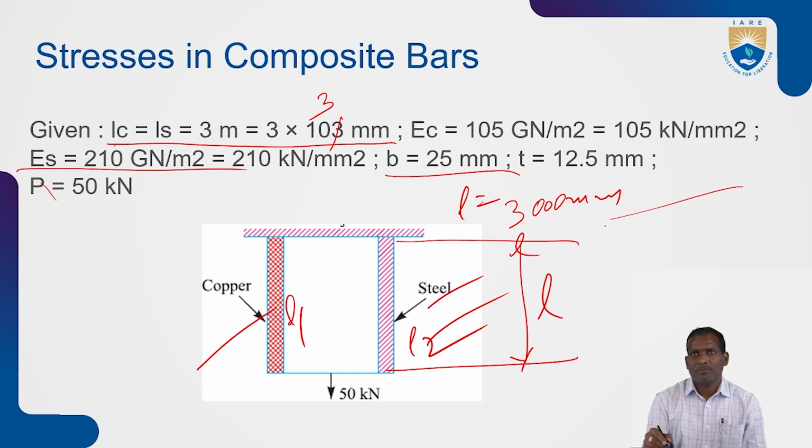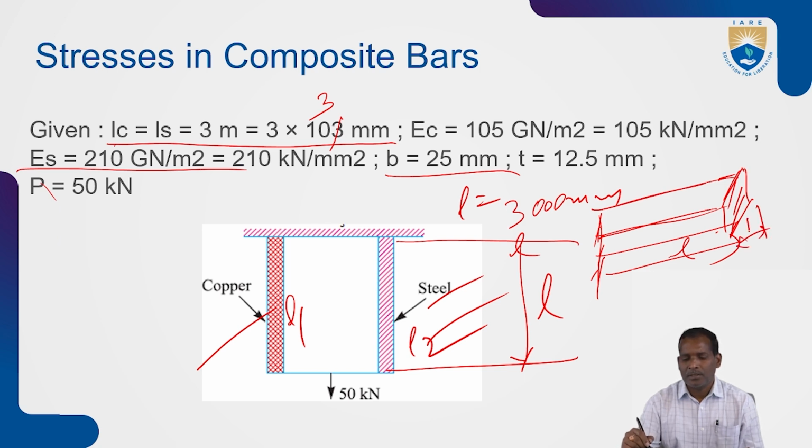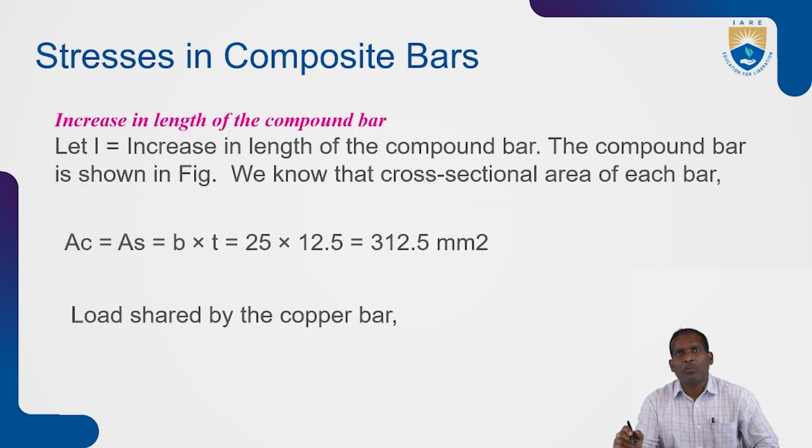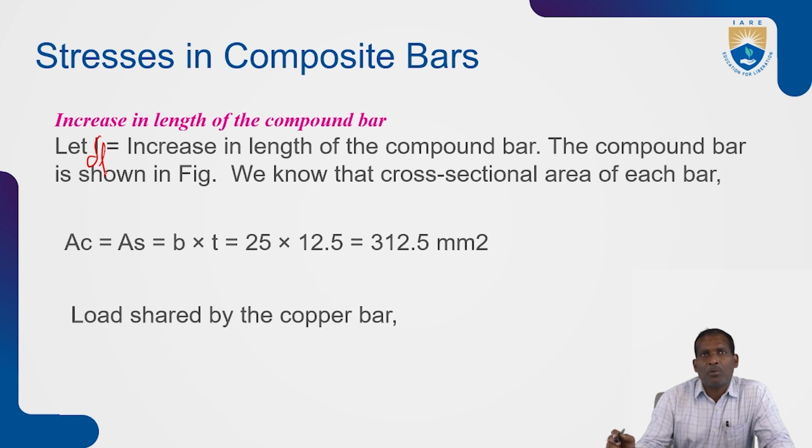The bar is like this. The length of the bar is L, the width is B, and the height or thickness is T. Load is 50 kilonewtons. So increase in length of the compound bar, let delta L be the increase in length of the compound bar.